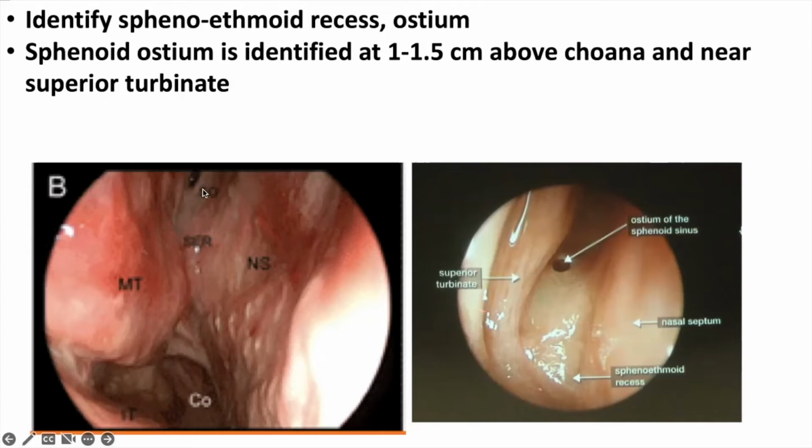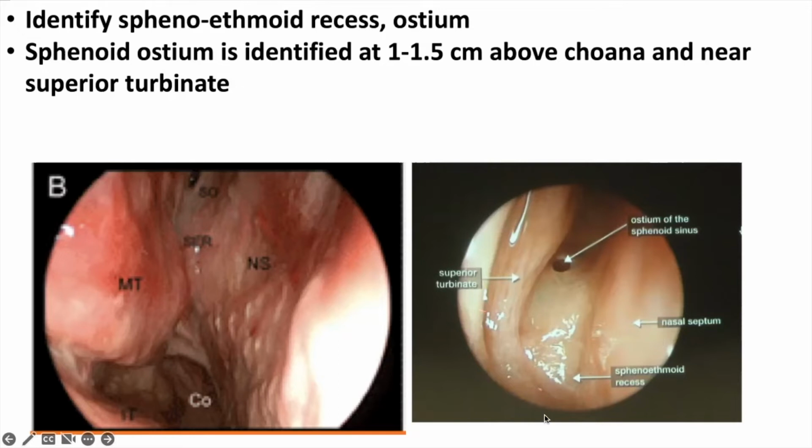You will enter into the sphenoid sinus. So this is the landmark, the ostium of the sphenoid sinus, which is present on the superior side of the sphenoid sinus. So inferior to this will be the sphenoid sinus. So the sphenoid sinus will be somewhere here.